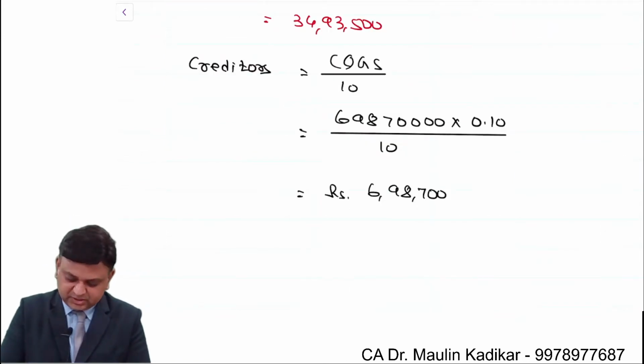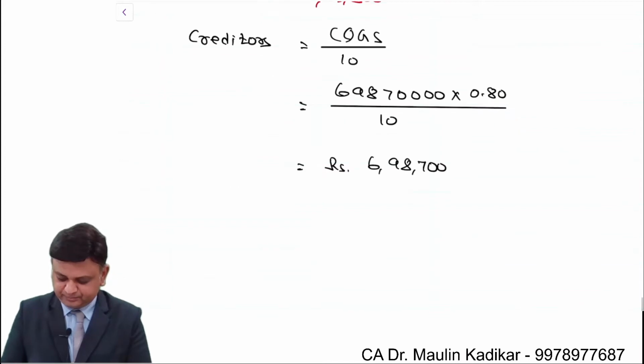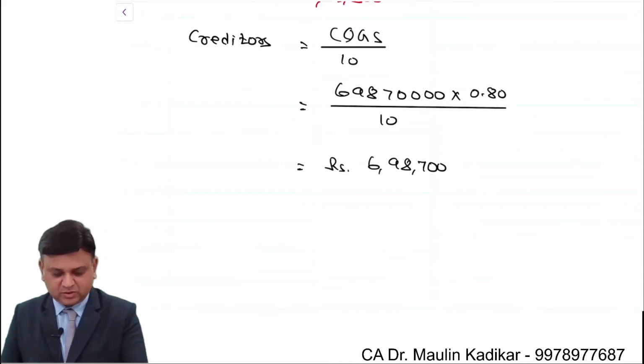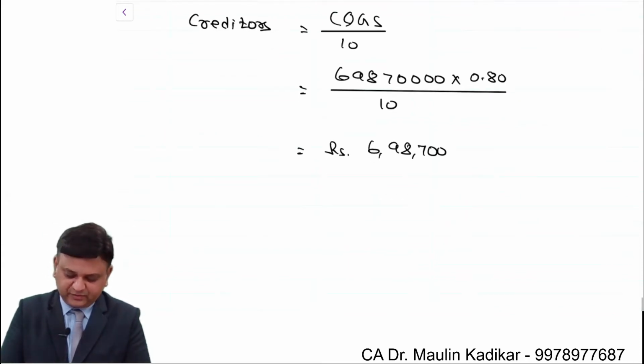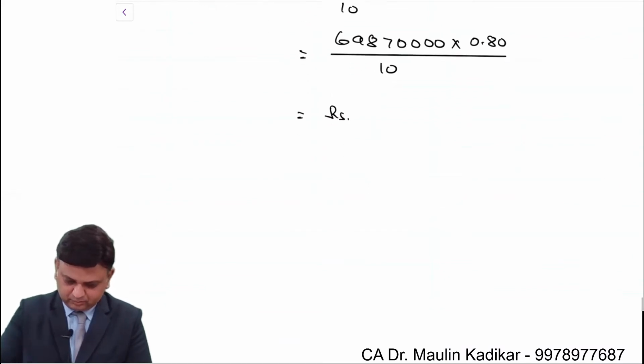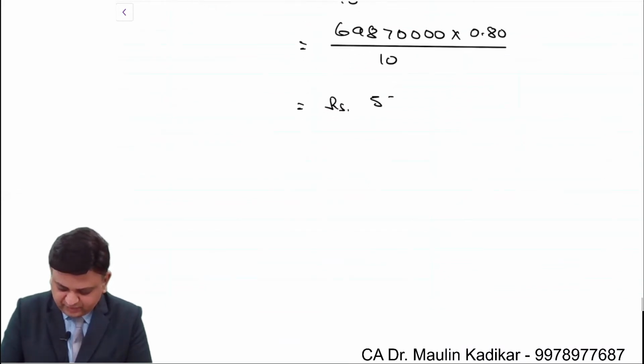Friends, over here, sorry, there is a mistake in creditors. COGS is 80% of the sales. Sorry. 6 crore 98 lakh 70,000 into 0.8 divided by 10. So it is 55 lakh 89,600. I'm sorry.